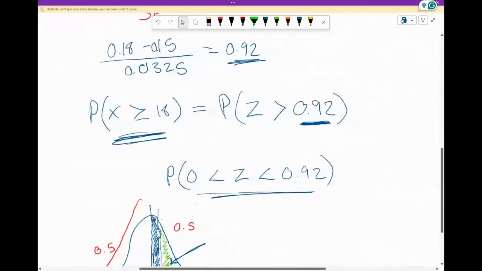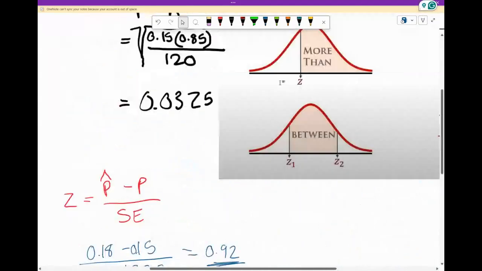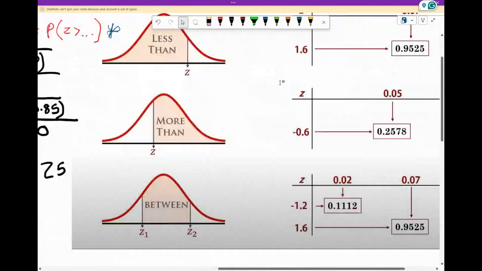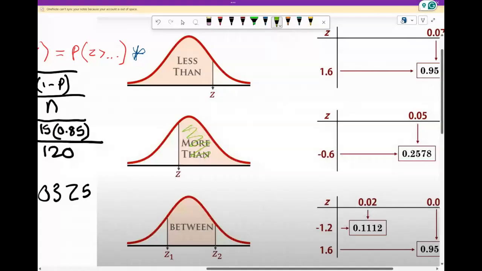This is why I also put these images over here: when we say more, can you see, we're looking at the portion to the right of whatever we find ourselves at. When we say less than, we're looking for the left side. When we say between, they'll give you two Z scores, and you'll need to get the first Z score and the second Z score and subtract them.